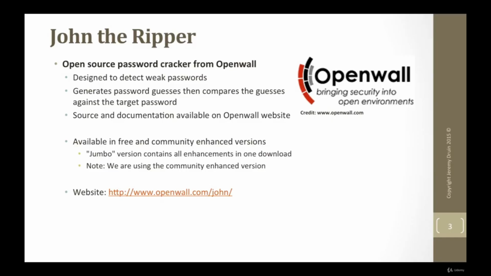So John is available in a couple of different versions, both of which are free. There's the regular version, which doesn't include any extras donated by developers other than the core developers. And then there's the community enhanced version. One of the community enhanced versions is the jumbo version, which contains all of the community enhancements plus the core features in one download. All of these downloads are available from the OpenWall website.